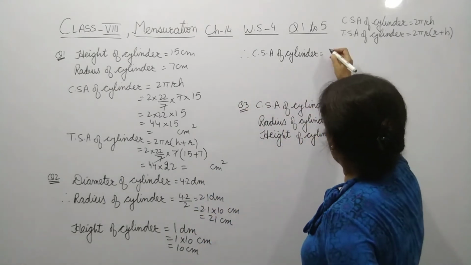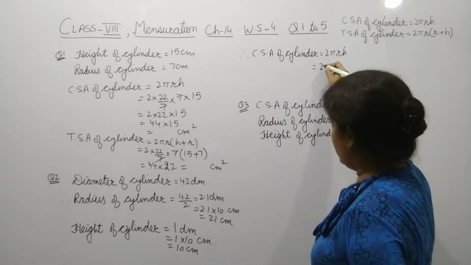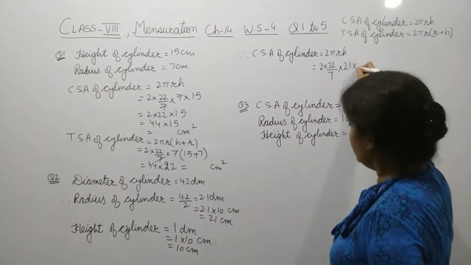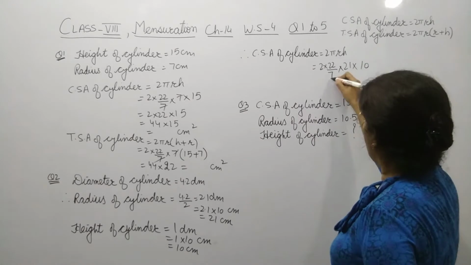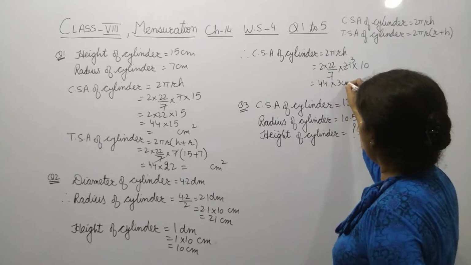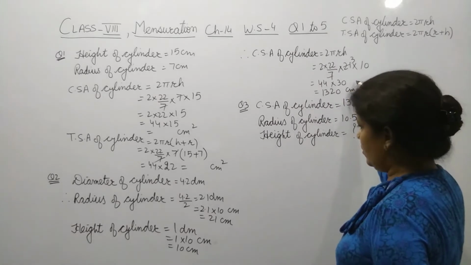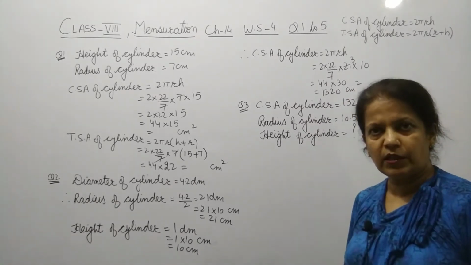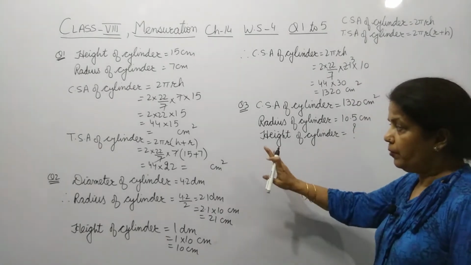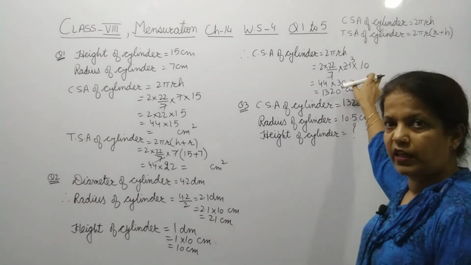Now apply it in the formula. Again 2 pi r h, remember the formula. So 2 into 22 by 7, r is 21 and height is 10. Cancel it, so it will come as 44 multiplied by 30, and this is in centimeter square. Is it clear? Now, question 3rd. Before we take question 3rd, remember the unit of area. It will always be in square form.